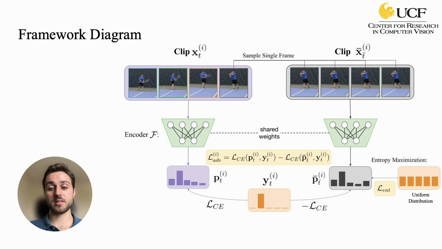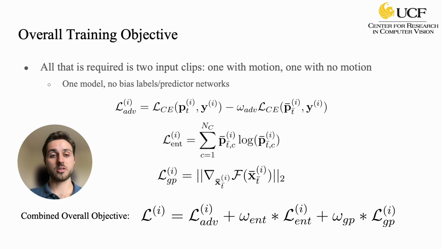However, this training is still pretty unstable, so empirically we find that it's useful to directly minimize this gradient norm with respect to the static clip. So overall, our training objective just takes in two input clips, one with motion, one without. We only have one model and no separate bias labels or predictor networks. Here are all of our equations. Please feel free to check out our paper for more detail.